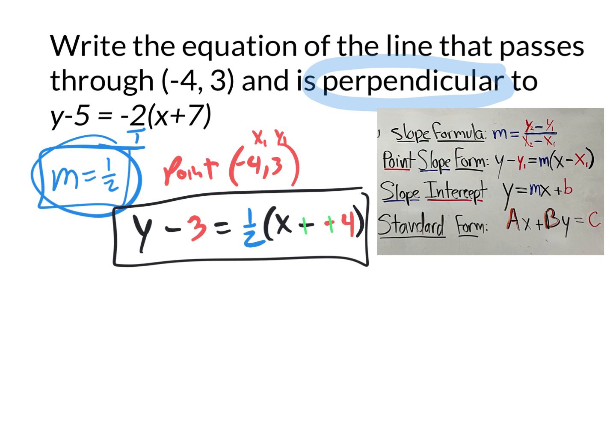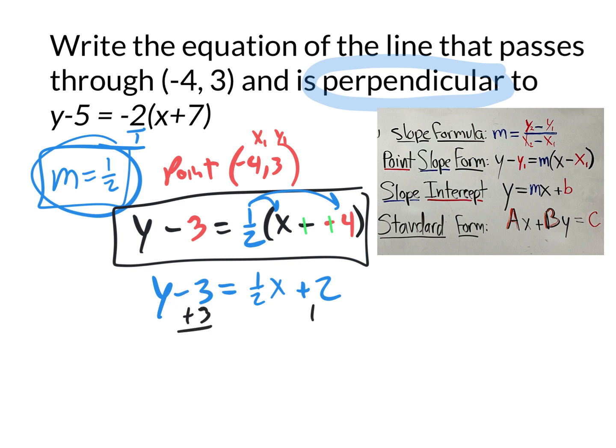That's point slope form. But what if they would have said, write it in slope intercept form? Well, you don't want the parentheses. You're going to distribute. So we're going to distribute the 1/2. That's pretty easy to do. 1/2 times x is 1/2 x. 1/2 times 4 is 2. Bring down the equal sign, bring down the y, the minus 3. You almost have y by itself. All you have to do is add 3 right there.